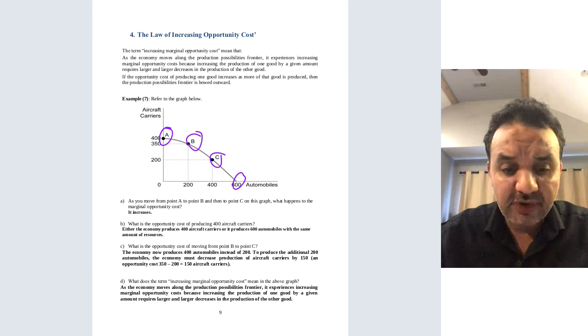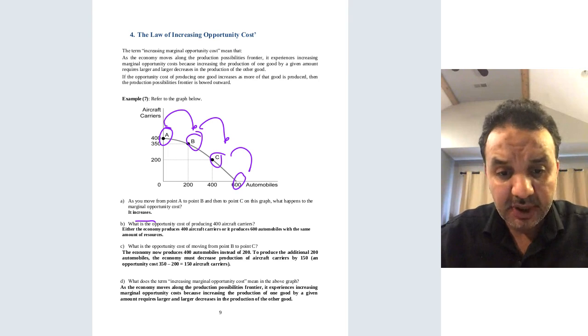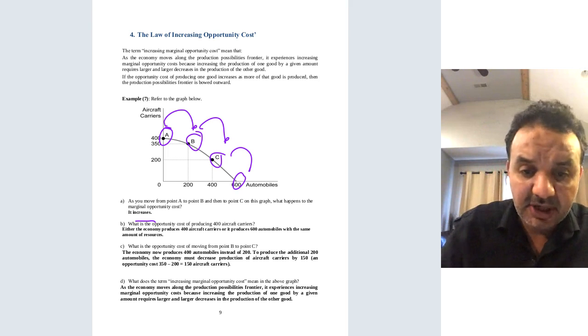So the first question: as you move from point A to B, and from B to C, and so on, from C to D, what happens to the marginal opportunity cost? As you move from A to B, the marginal opportunity cost increases. Let's find this out. Let me explain what I mean by this.